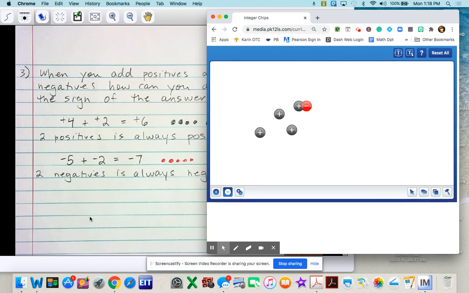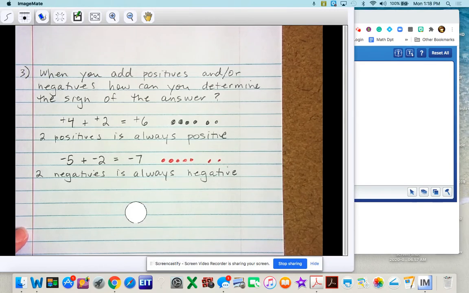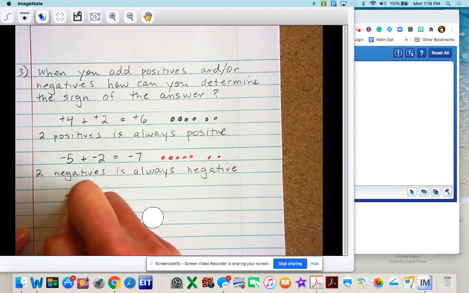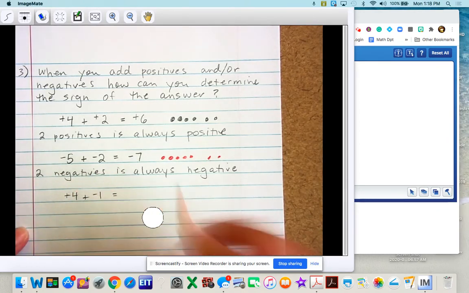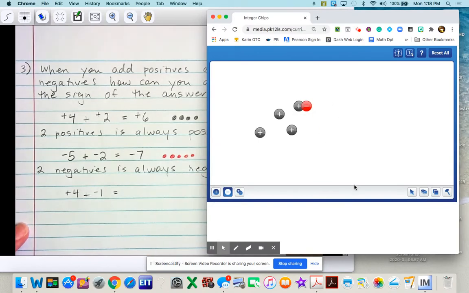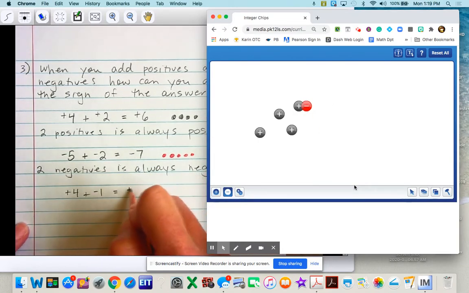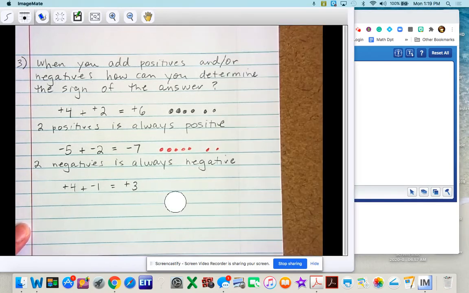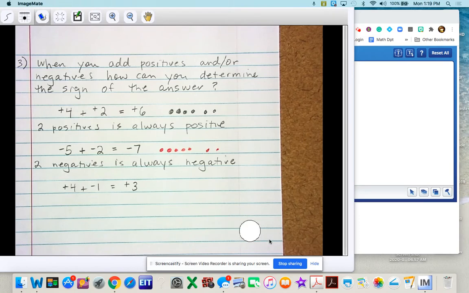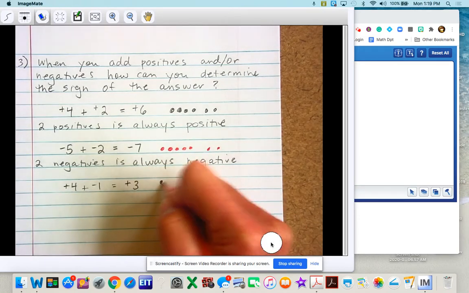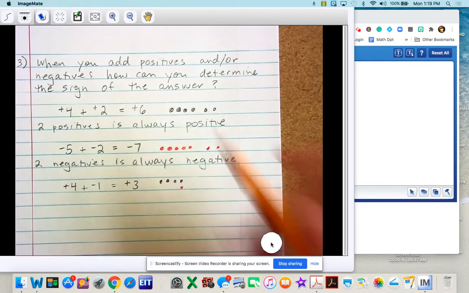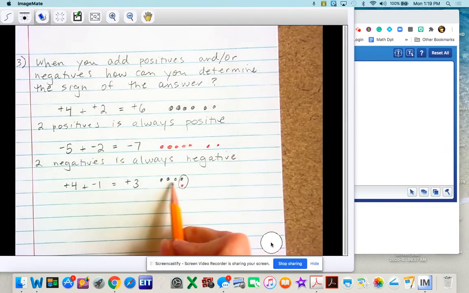So let's just draw this model now. What was it? 4 positives plus 1 negative. So I paired up this set right here, and I was left with positive 3. Let's draw the picture so that I can remember this. I had 4 positives, and I had 1 negative. Well, this made a zero pair. That's how I was left with positive 3.